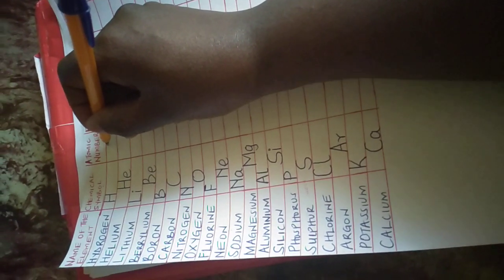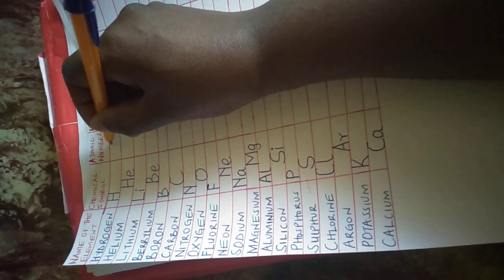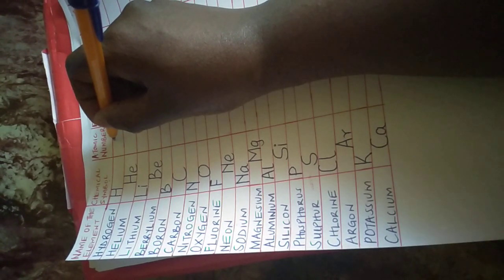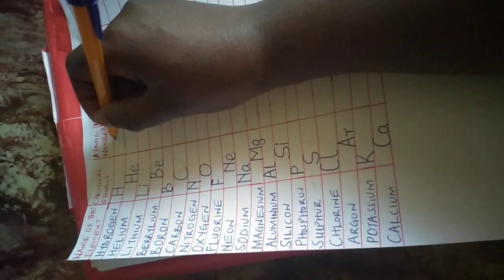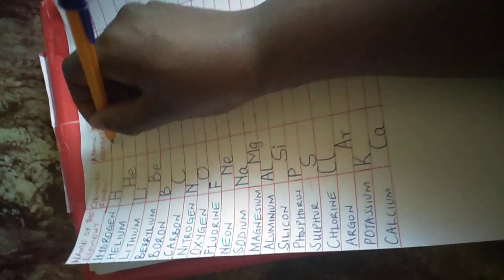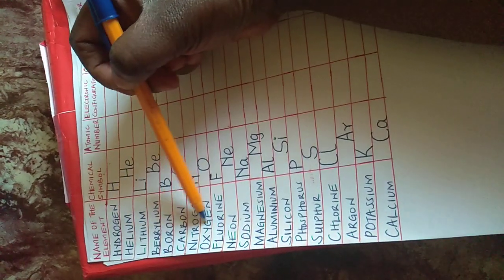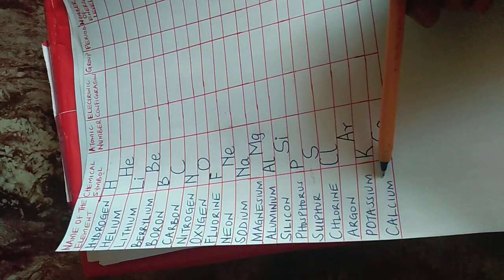Tulisema hivi, in case you are new in this episode, you are new in this YouTube channel, and maybe bado haukumbuki, na tafadhali tukishasoma kitu unahakikisha umeenda umerevise. So tulisema hivi, unaona hizi elements vile zimejipanga hivi, from hydrogen all the way to calcium.